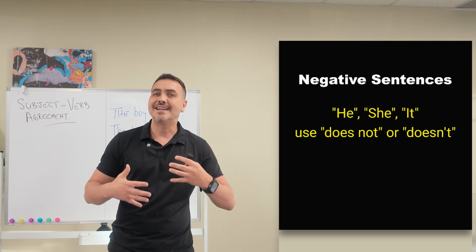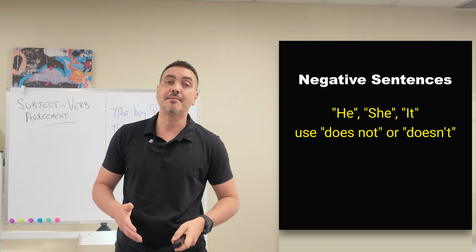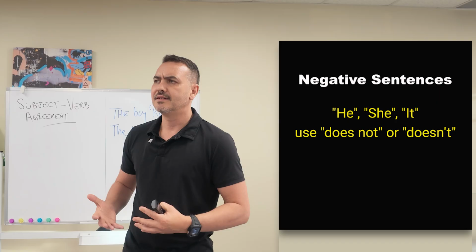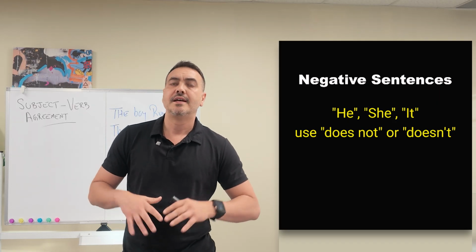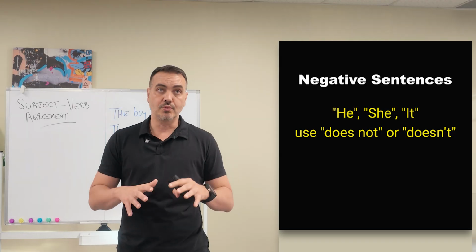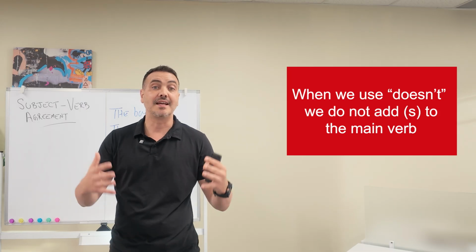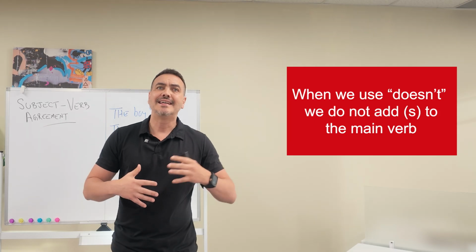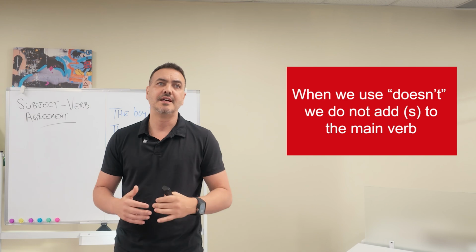With he, she, and it, we use does not or doesn't. For example, he doesn't work on Sunday. She doesn't live here. It doesn't look good. Here is an important rule. When we use doesn't, we do not add s to the main verb, okay? So the correct way to say this is he doesn't work. She doesn't speak English. It doesn't rain much here.